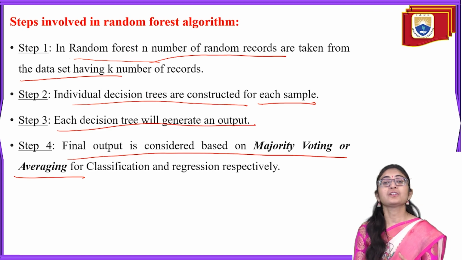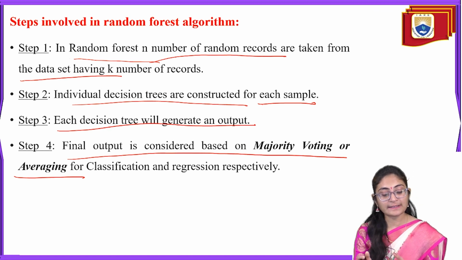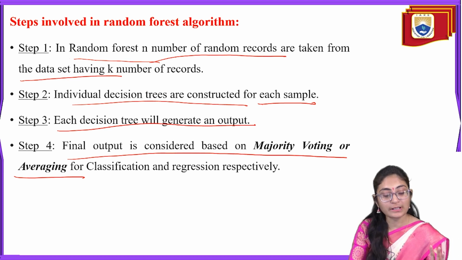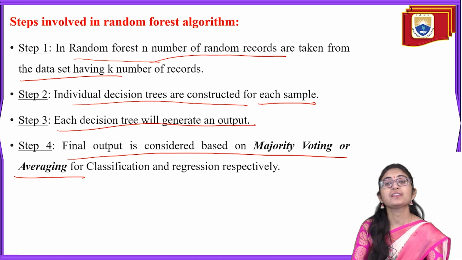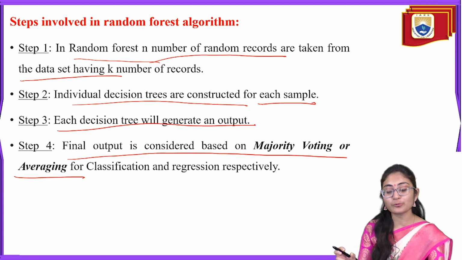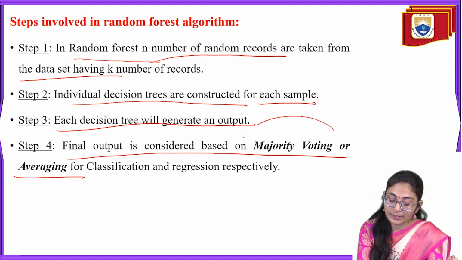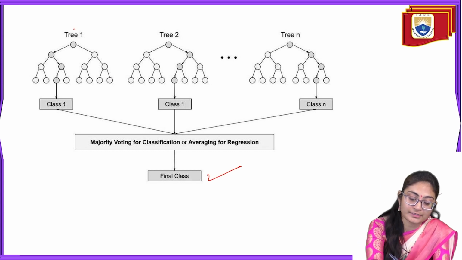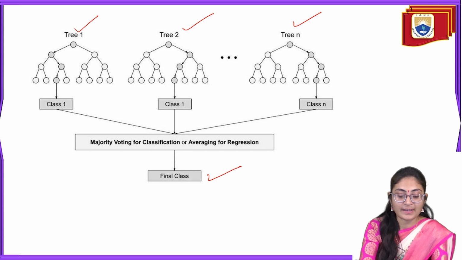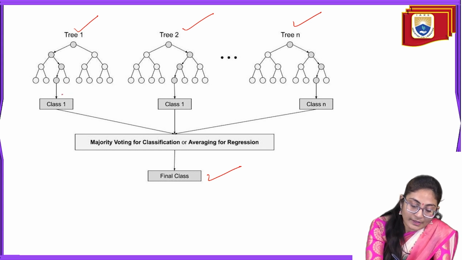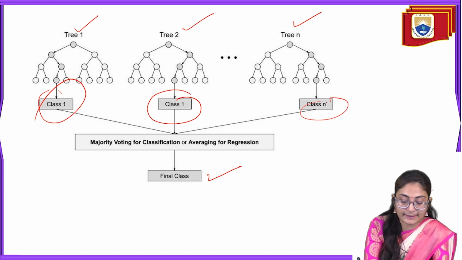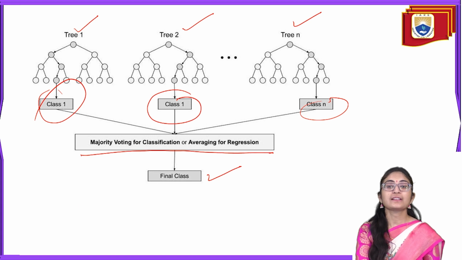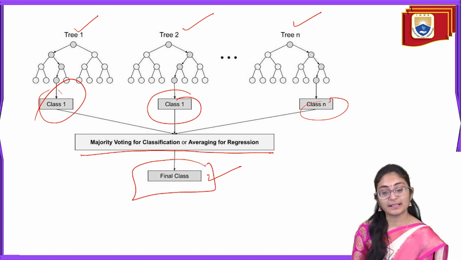That means in step 1, you have a number of records. On that basis, you will build individual decision trees, and after that each decision tree will generate some output, and the final output will be considered based on majority voting. Now this is again tree 1, tree 2, tree n. This is your class 1, class 2 and class n, and on that basis majority voting for classification or averaging for regression gives the final class.